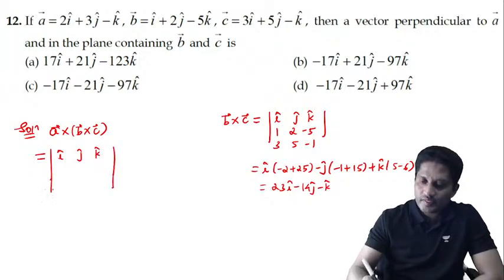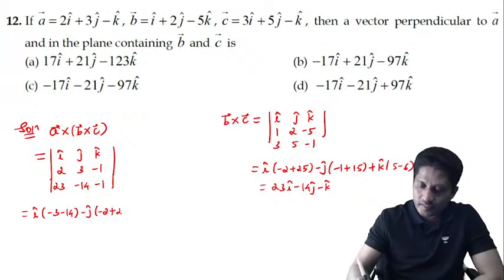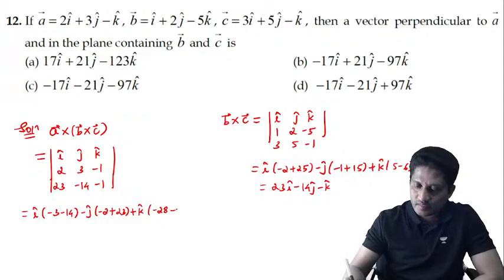Components of A will be 2, 3, minus 1. Components of B cross C is 23, minus 14, minus 1. This is I into delete first row, first column, minus 3 minus 14. Delete first row, second column, you get minus 2 plus 23. Plus delete first row, last column, you get minus 28 and minus 13, minus 69.